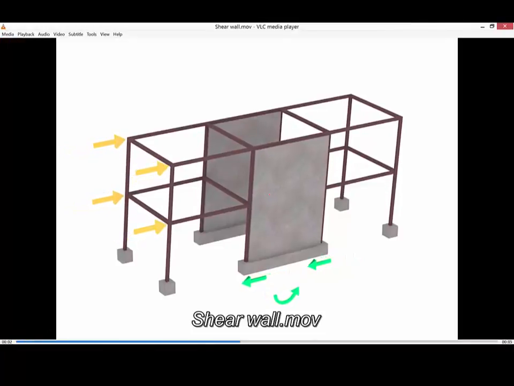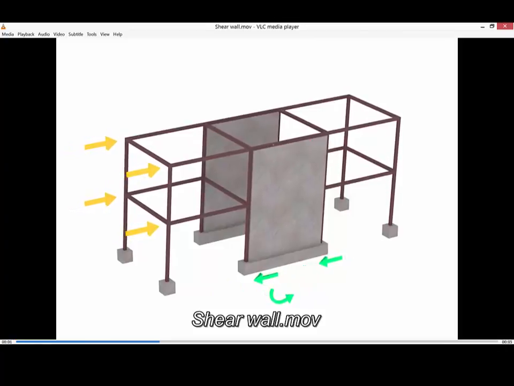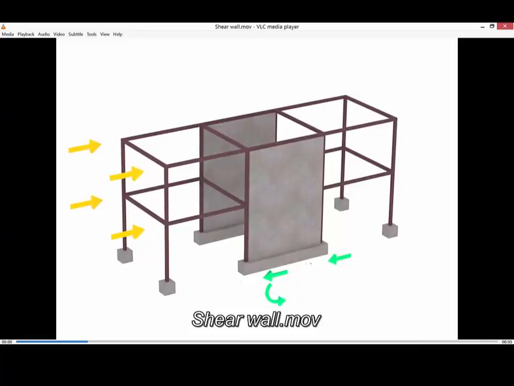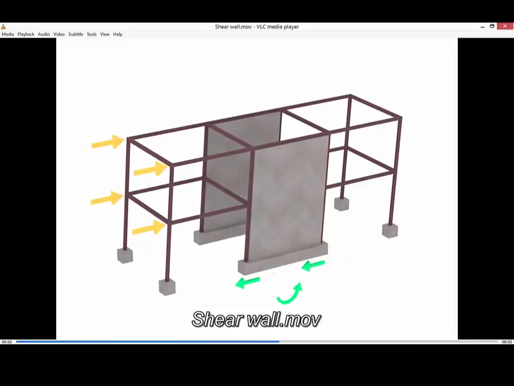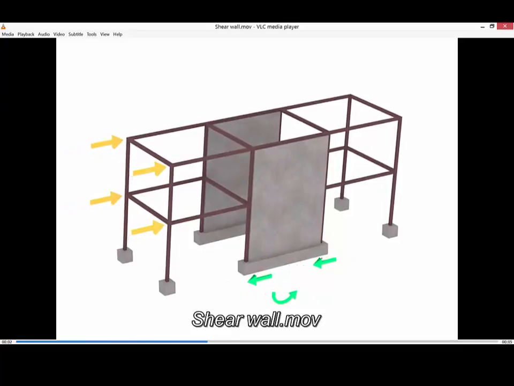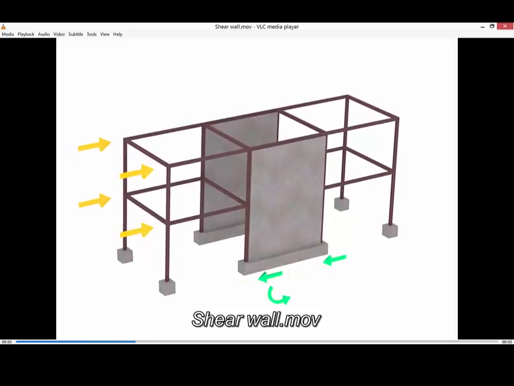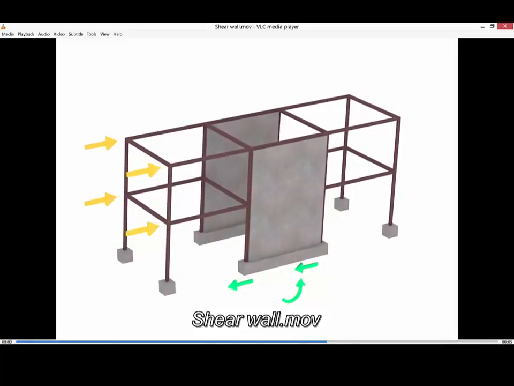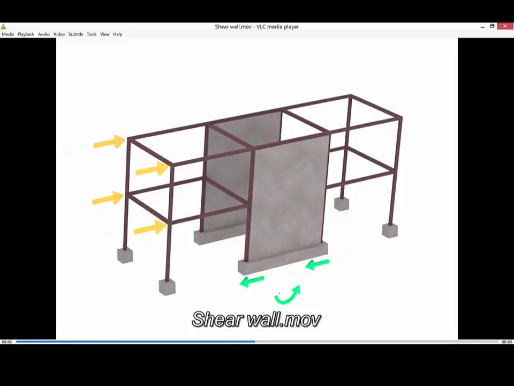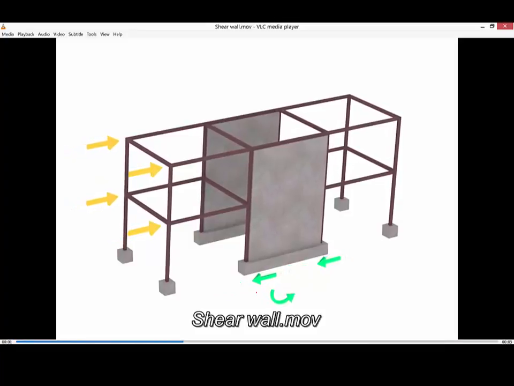As you see here, the forces coming from left to right are resisted by this shear wall. This reaction at the base of the wall is basically resisting the force coming from the left, the shear resistance coming from the right. You also have this moment, which causes compression on this side of the wall and tension on this side of the wall. Then you have this moment at the base of the shear wall which is resisting it. And that is basically the support reaction.